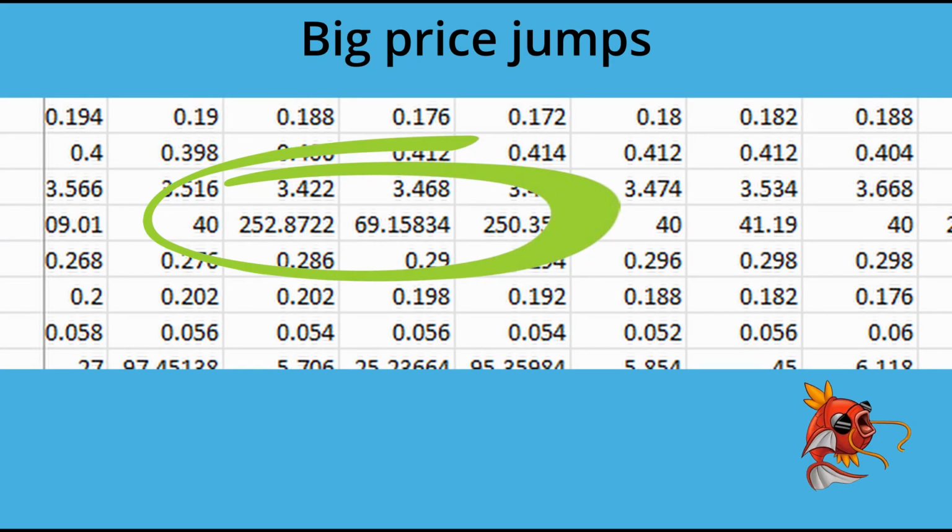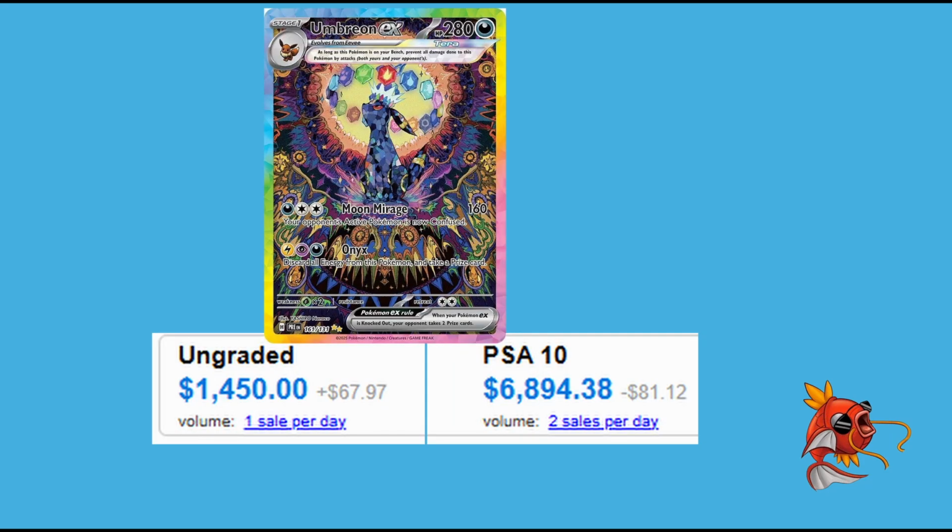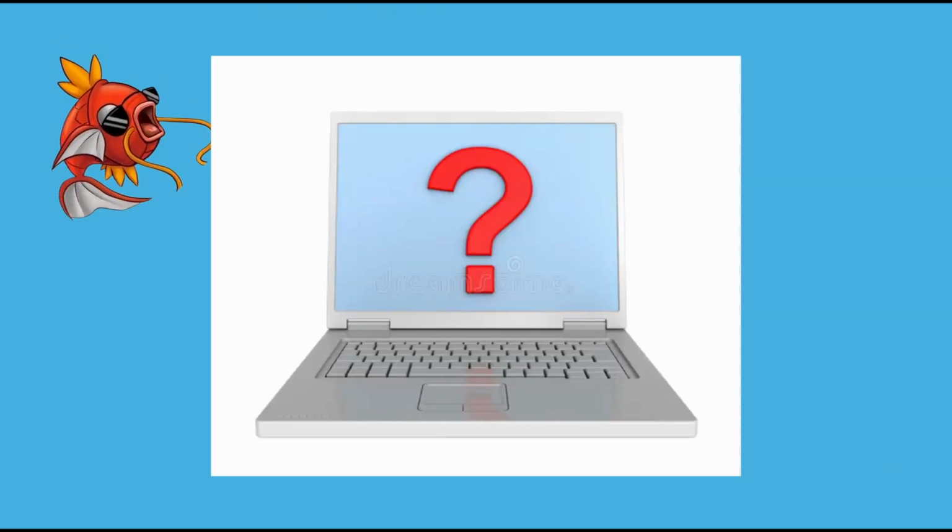Time for step 2, clean and organize the data. Except, I realized I had made a massive mistake. Somehow I had mixed together graded and ungraded card prices. That's obviously a disaster because a PSA 10 Umbreon is worth way more than a raw one, and the model would have no idea what's going on. So I had to go back, fix the scraping code, and scrape every single card again. 3 hours later, I was finally back where I started, then I could actually start cleaning the data.